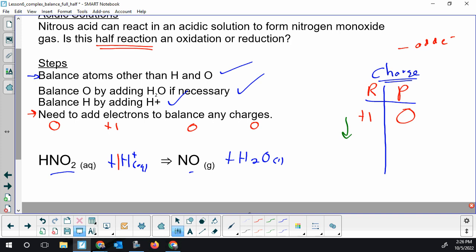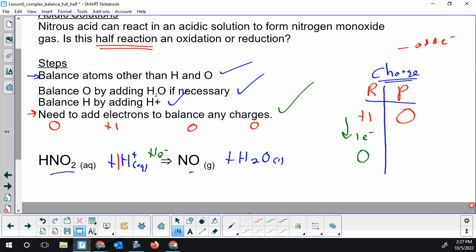We are not bringing things down to 0. We're bringing the high side to the low side, whatever those numbers happen to be. What do we need to get +1 down to the product side? We need 1 electron. We'll bring +1 down to 0. And then the charge is balanced. Okay? So we need 1 on the reactant side. So +1 electron. You don't have to write the 1. And we're done.